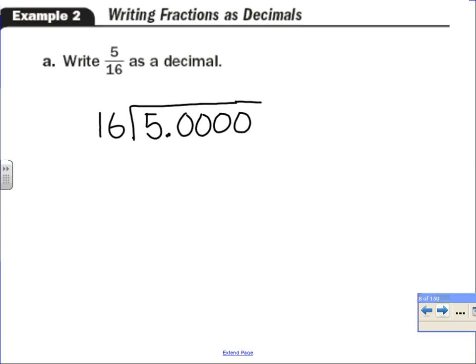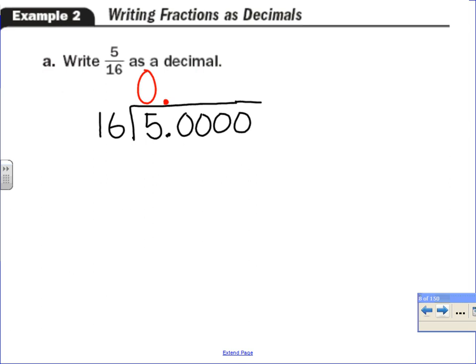So when you divide, just as a reminder, that decimal point just drops right up. Kind of ignore it when we're doing long division, but leave that decimal point where it is. So you're going to ask yourself, and I'm going to put a 0 here because 16 does not go into 5. So you move over to the next number. How many times does 16 go into 50?